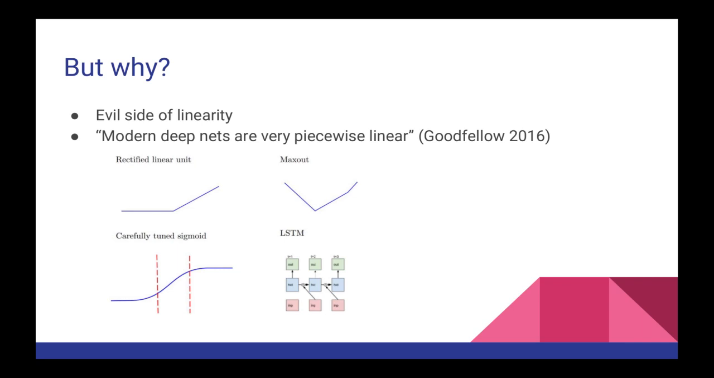I know that deep neural networks, or neural networks in general, are famous for being able to learn nonlinear models. But as you can see here, a rectifier is piecewise linear. A maxout function is piecewise linear. And the same happens in LSTMs and even sigmoids. So this linearity is actually one of the major factors in the existence of adversarial examples.